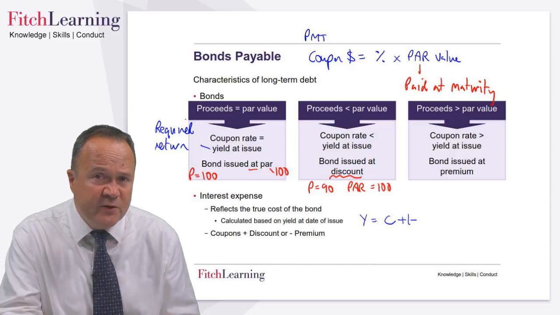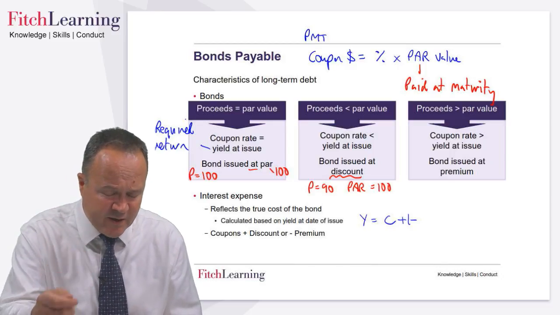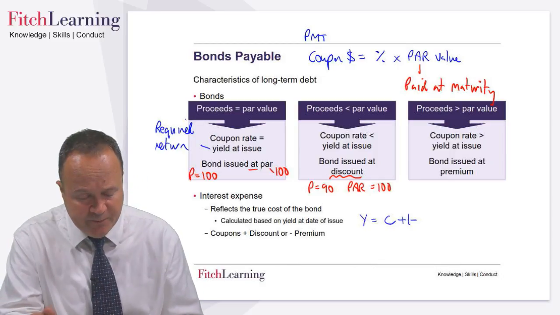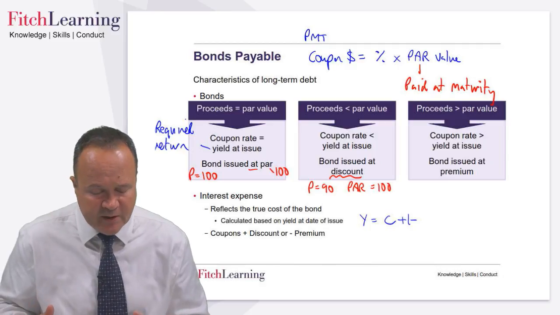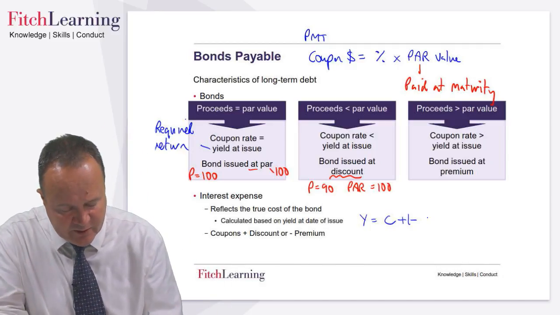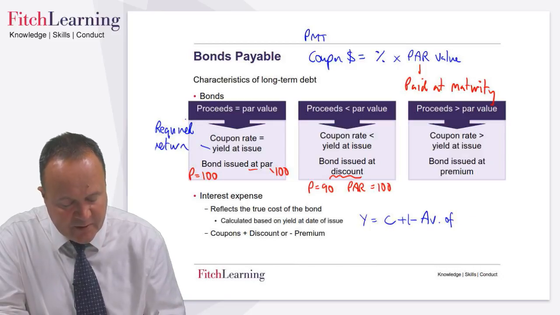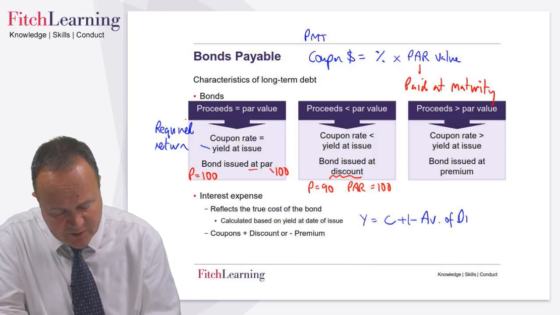Now, of course, a yield is always quoted as an annual figure. It's my required return. It's always an annualized figure. The coupon is annualized. But this gain or loss, this discount or premium, is just like in my example 10. So we have to average it out. Perhaps I'll use the word discount rather than gain. So it's the average of the discount or premium.